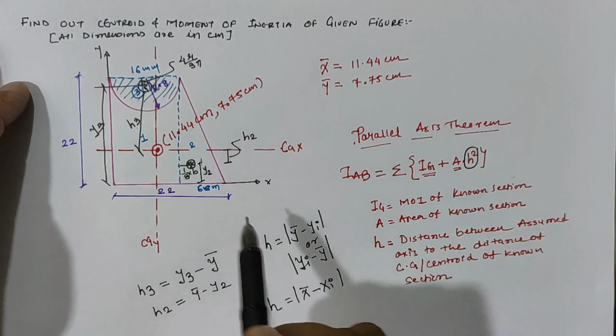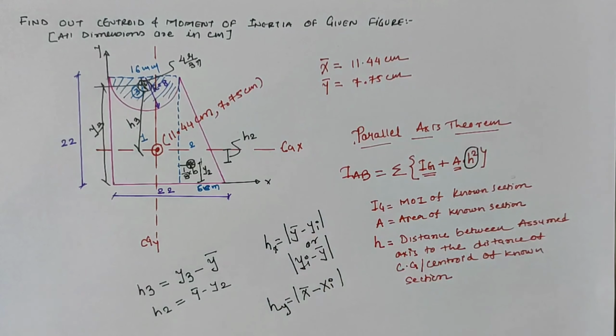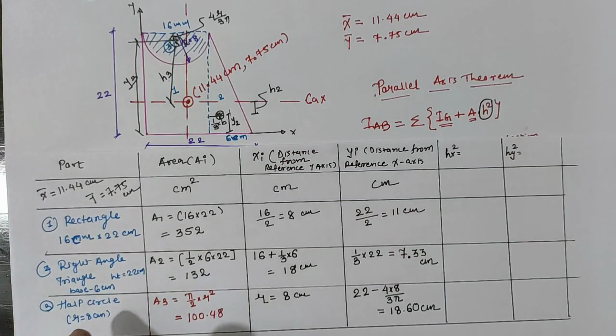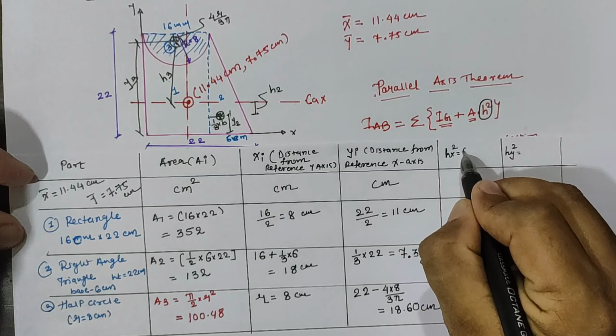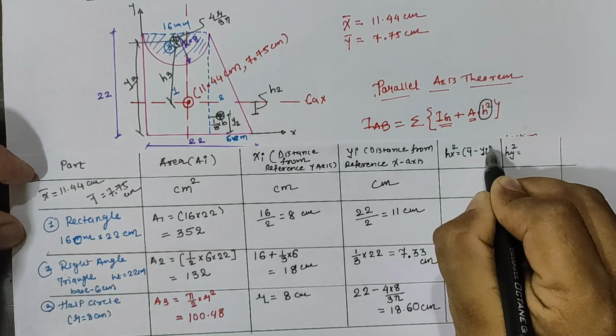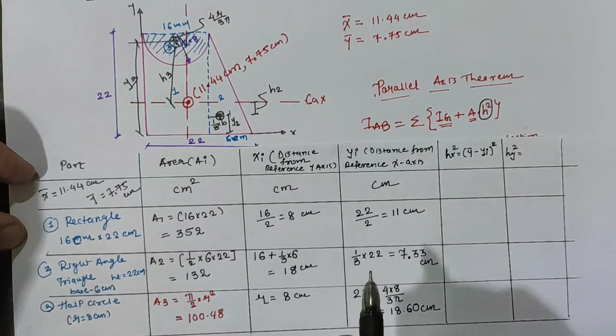So when we go for the calculation of Ixx, we are going to take the value hx as y bar minus yi, and when we go to calculate Iyy, we are going to calculate hy as x bar minus xi. So let us calculate the value of h first, and then we are going to use the parallel axis theorem for the given figure. According to the equation, our hx square must be equal to y bar minus yi all square. So our y bar is 7.75 minus yi as the value in the tabular form, and whole square.